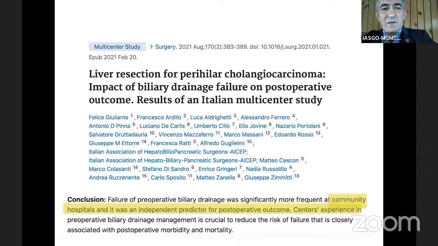This is another study, and they are stressing that this kind of drainage procedure should not be done in community hospitals, and it should be done in experienced centers, because center experience was an independent predictor for postoperative outcome.